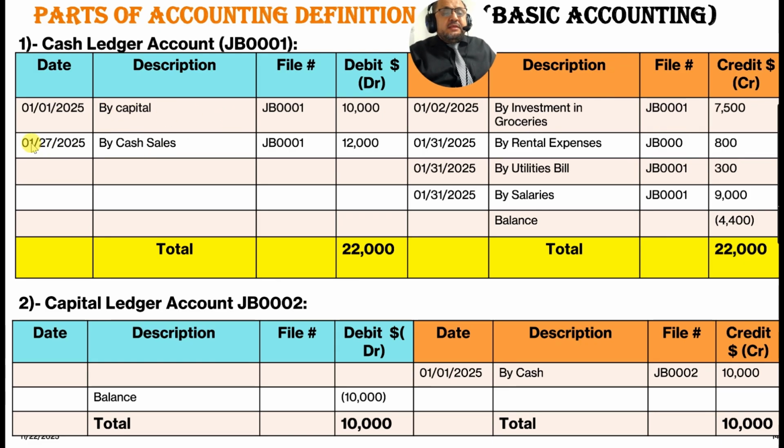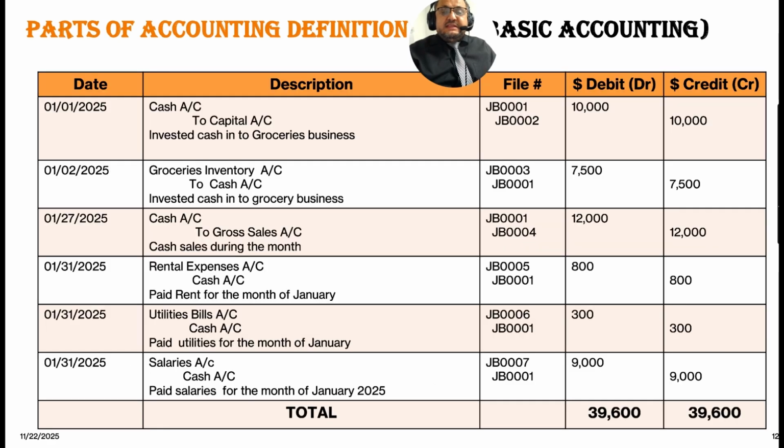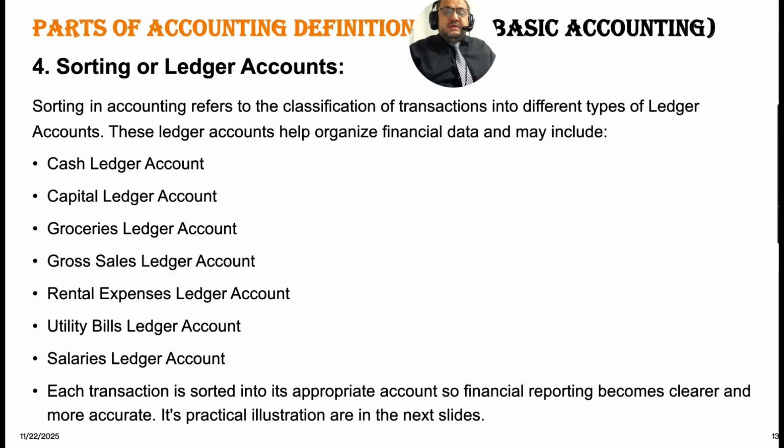And on the 27th of January, the JB brothers calculated their monthly sales. How much sales do we have? And that was 12,000. And here again, we do not write cash. The source is cash sales. They made sales of 12,000 in groceries, and this $12,000 came to them by the sales of groceries. So we have no further debited amount in these journal entries, just those two which we have entered.